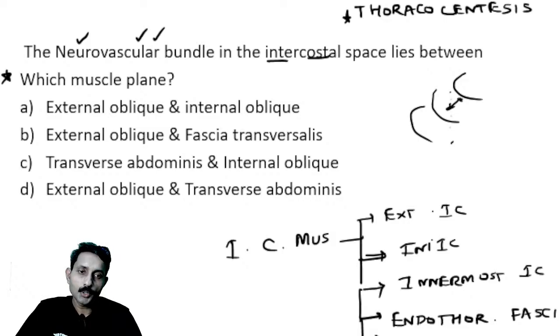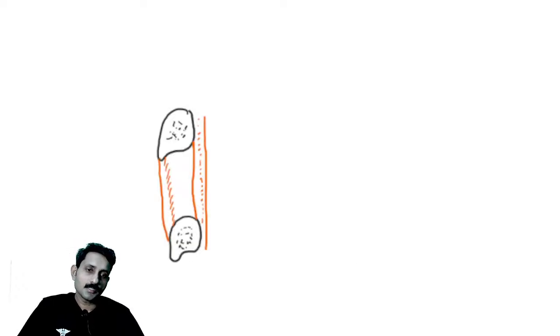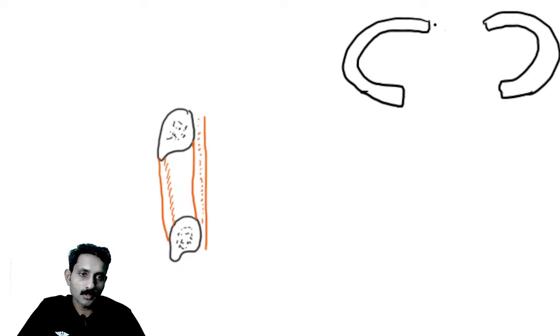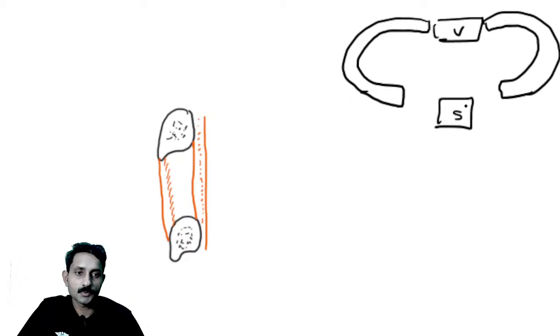Now we got the neurovascular bundle. This is just a schematic diagram to show you how the ribs will be. The ribs will be like this. We got ribs on either side. This is the vertebral end of the ribs and this is the sternal end of the ribs. The sternal end of the ribs will stop like this. And this is the vertebra and we have the sternum in the front. Between the two we'll have a costal cartilage.